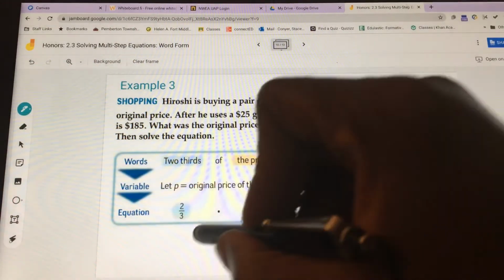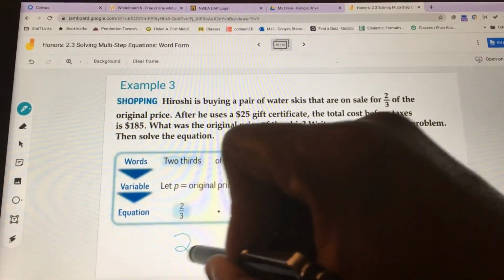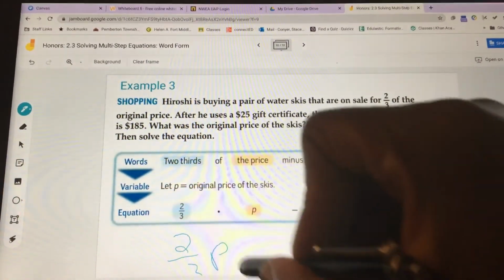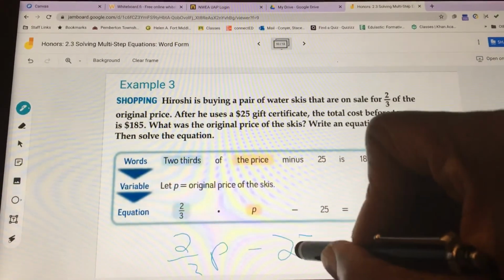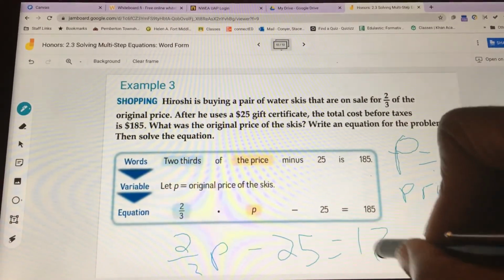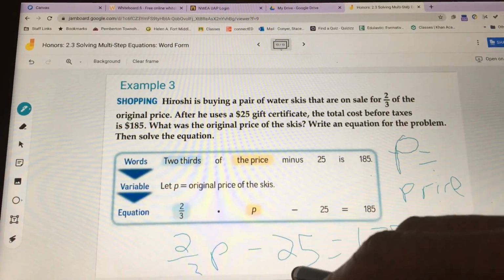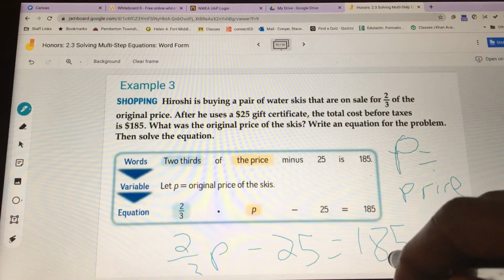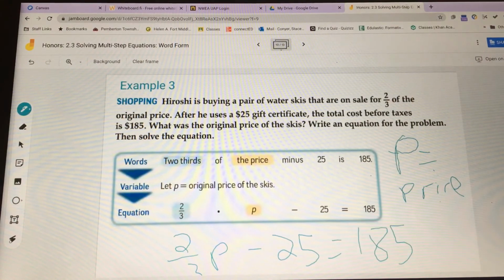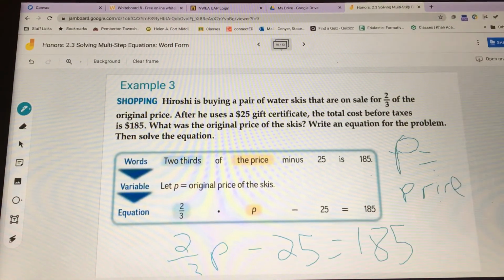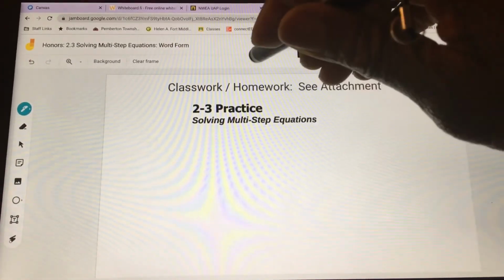And then you will have to solve it. We're not going to solve it, but it will be 2/3 P like this minus 25 equals 185. That's how you set it up. When you solve it, you add 25 to both sides, and then you multiply both sides by the reciprocal, which is 3/2. And that is it.